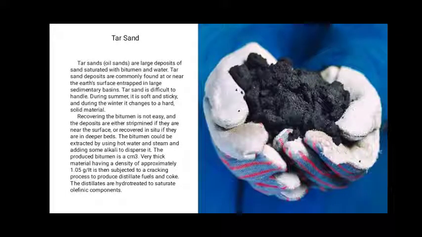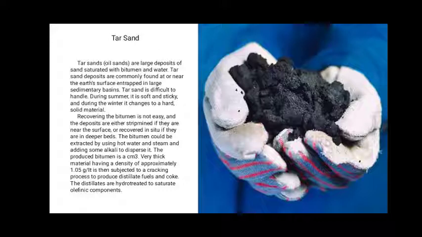Okay, the next is tar sand. Tar sand or oil sands are large deposits of sand saturated with bitumen and water. Tar sand deposits are commonly found at or near the Earth's surface and trapped in large sediment basins. The sand is difficult to handle. During summer, it is soft and sticky, and during the winter, it changes to a hard, solid material.